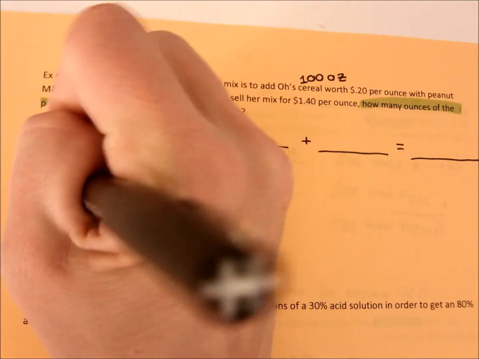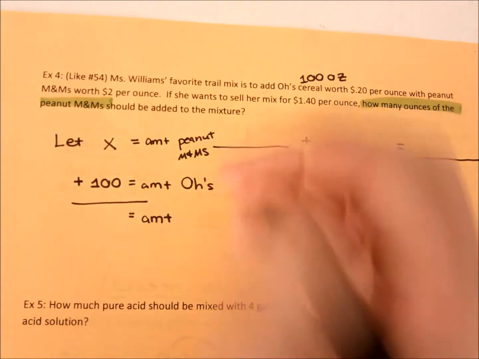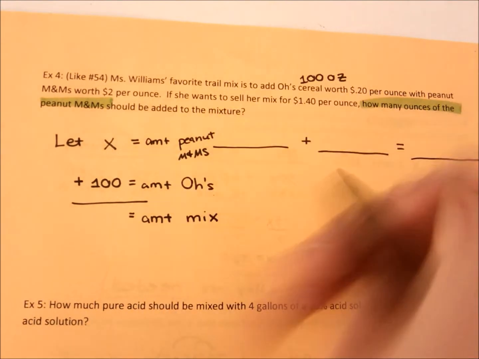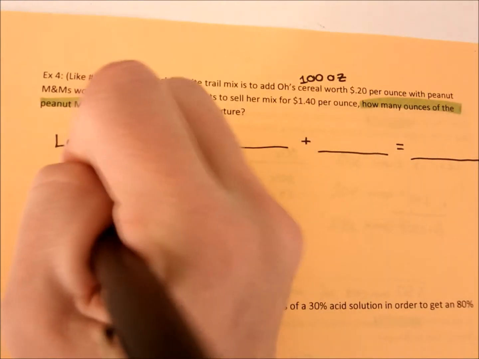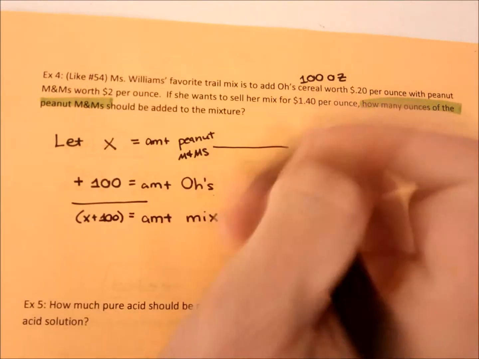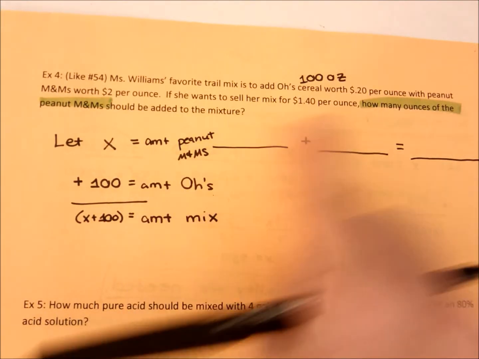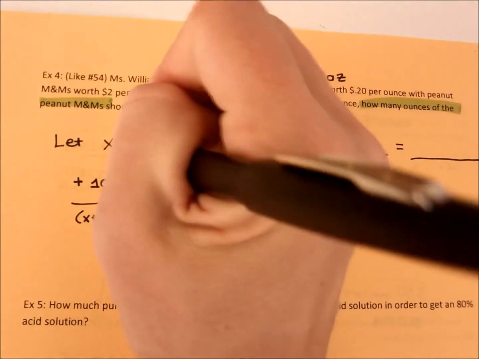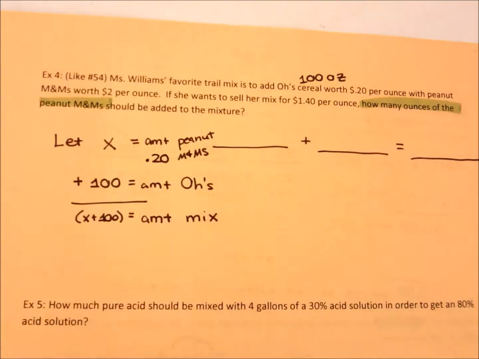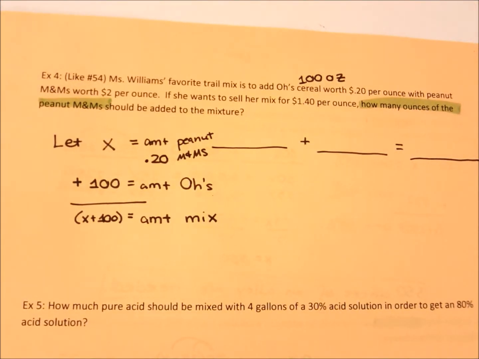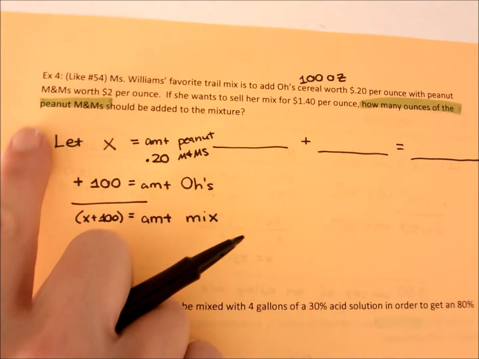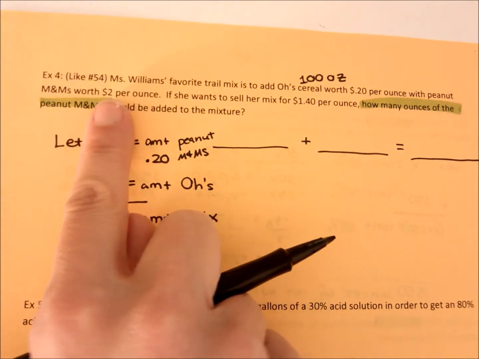Okay, so Mr. Reiber, what's my total amount for the mix? X plus 100. X plus 100, good. Now let's go through and add. How much per ounce for the peanut M&Ms? $2.20. So make sure the decimal's in there. Versus the cereal is worth $2.